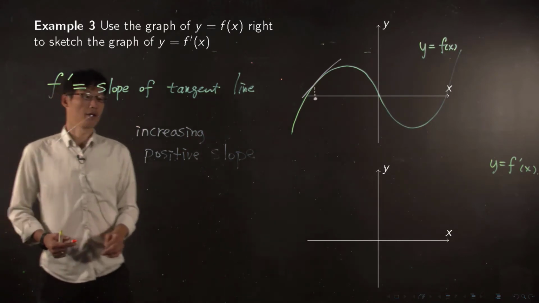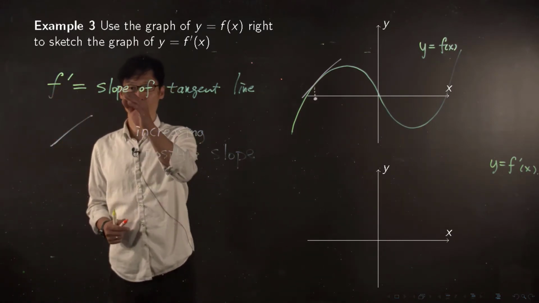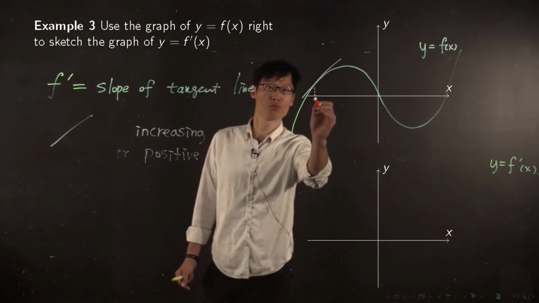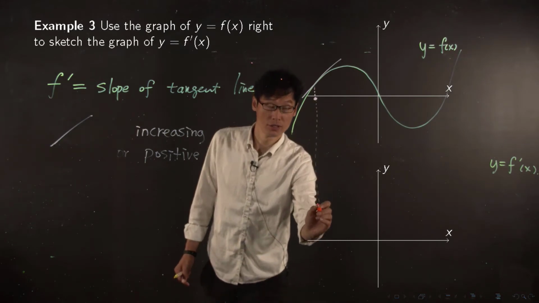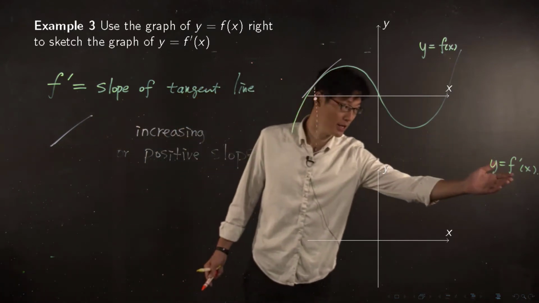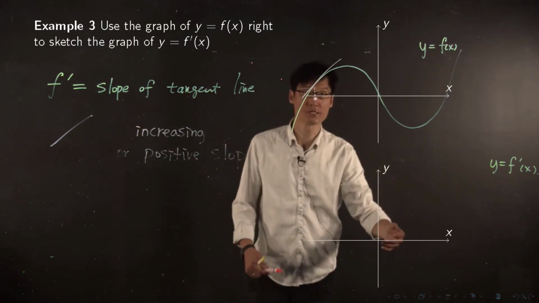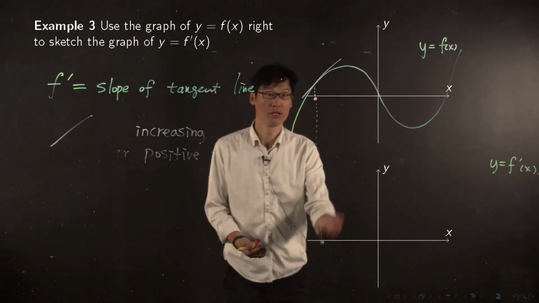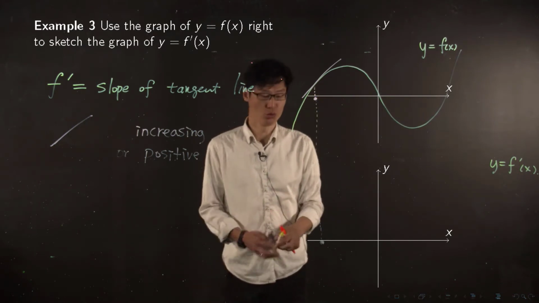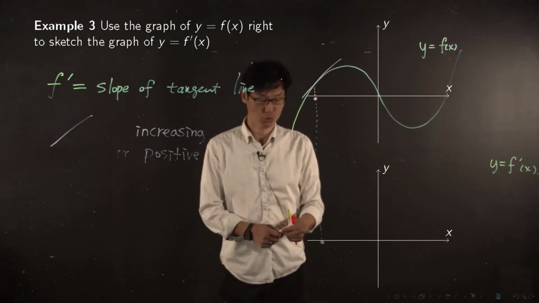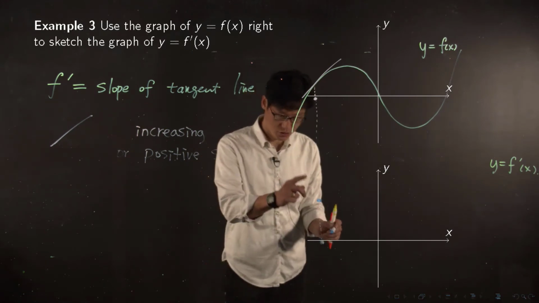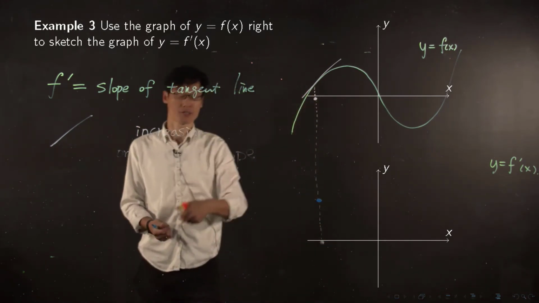So f prime assigns the slope of the tangent line to each point. That means for this point, we can say at least f prime has positive value because f prime assigns slope of the tangent line of this original function. So this must be something positive. So let me use blue. We don't know what this value is, but we can say this must be positive above x-axis.